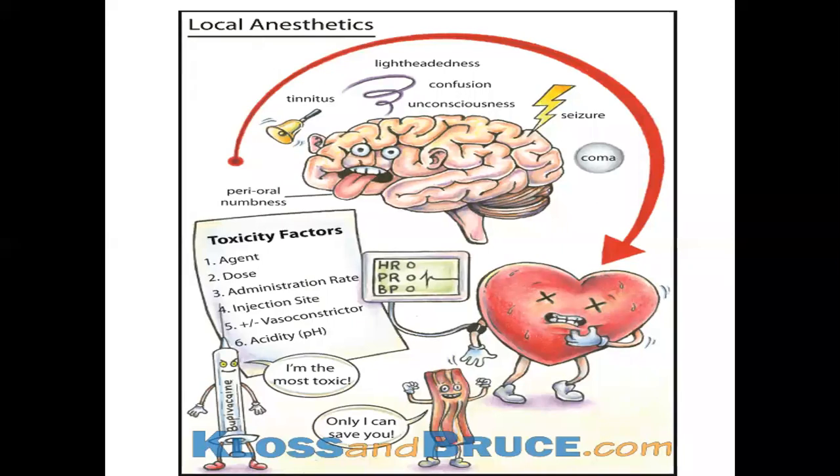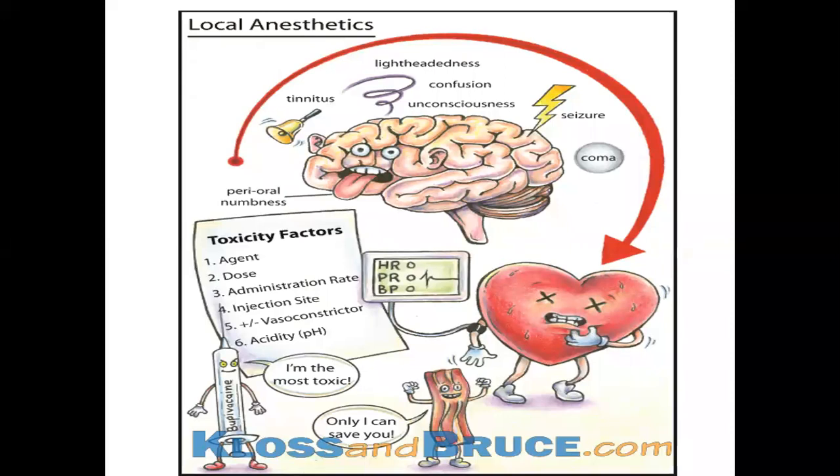But what are the factors responsible for these toxicities? It depends upon the agent you are using. If you are using bupivacaine or lidocaine, there are more chances of developing toxicity if they are injected into the vein or the artery. But if you are using levobupivacaine, there are fewer chances of developing this toxicity. Dose is again very important. If you are using more than the prescribed dose, then more drug is going to enter the circulation.